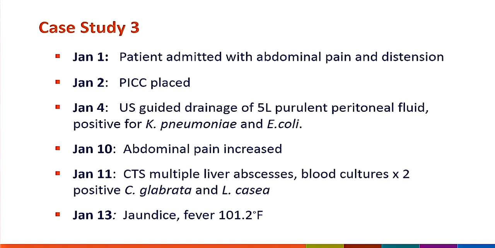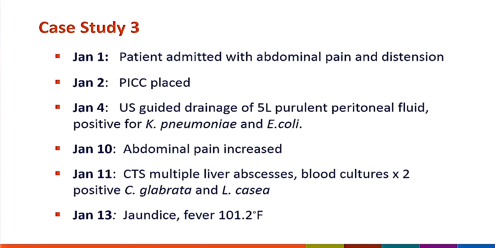Case study 3 is another example of where you may have a patient that might meet more than one scenario, or criterion, I should say. In this case, on January 1st, we had a patient that's admitted with abdominal pain and distension. A PICC is placed the next day.